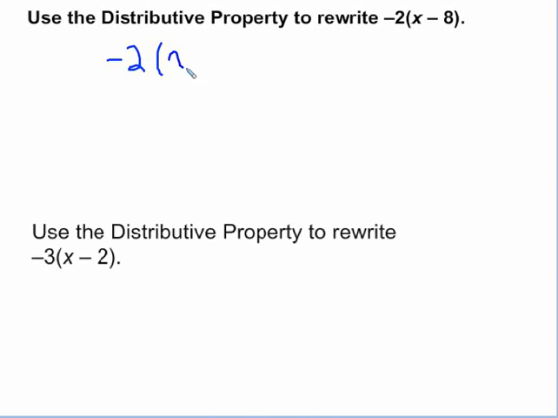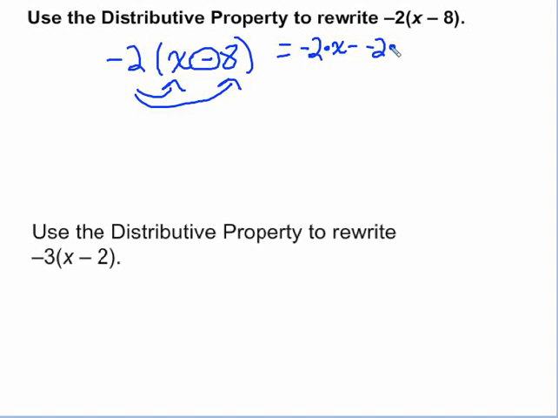So I have negative 2 times the quantity x minus 8. So again, I know I'm multiplying by the first term, I know I'm multiplying by the second term, and I'm subtracting. So let's see what that looks like. So that looks like negative 2 multiplied by x minus negative 2 multiplied by... Whoops, sorry. Not negative 8, but 8. Because this minus here comes down right there. That's a positive 8 then.